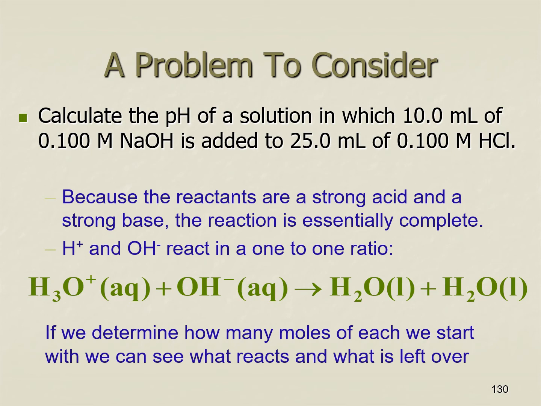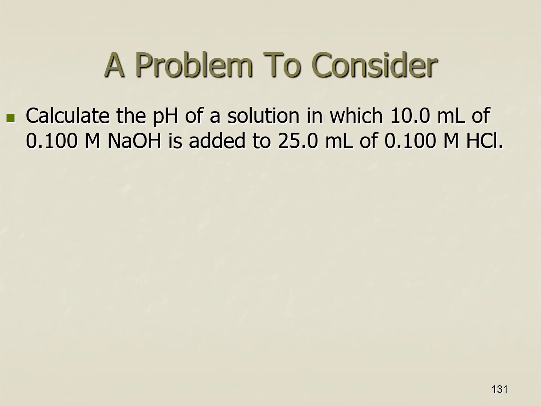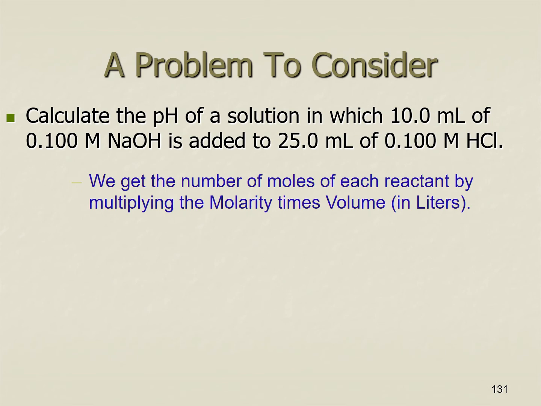Because they're a strong acid and a strong base, we don't have to worry about any of the other ions around. We just have to worry about the H plus and the OH negative, and they will titrate completely to give you H2O. All right, so we can determine how many moles of each of the reactants we have, and then we can see what's left over. So if we find the number of moles of each reactant, we can find moles by multiplying molarity times volume. Moles equal molarity times volume.